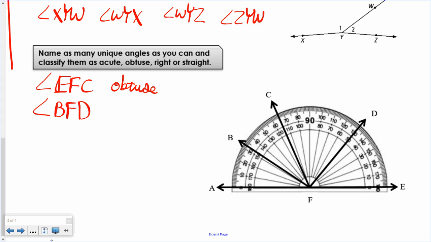Where is it? BFD. Do you guys see it in the picture? Yeah. You start at B, you go down to F, and then out to D. It looks like this right here. How am I supposed to tell if that's acute, obtuse, or right?